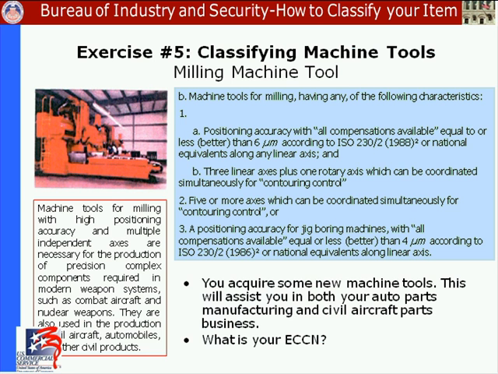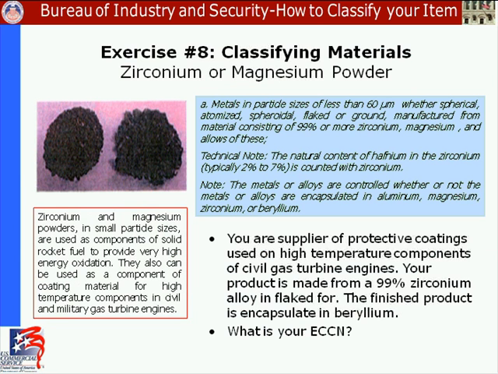Now, the second example is zirconium or magnesium. In here, the word powder is important because we're not talking about solid form. We're talking about powder now. So, of course, you look at our alphabetical index again at the beginning of the Commerce Control List. You will find zirconium and magnesium, again, in multiple ECCNs. And in this one, the wording we give to you here comes from 1C011.